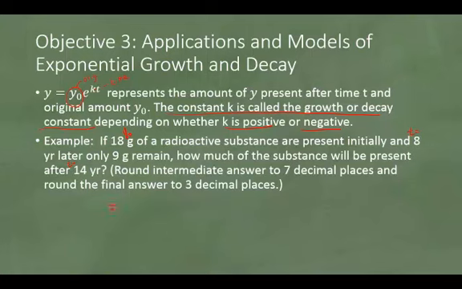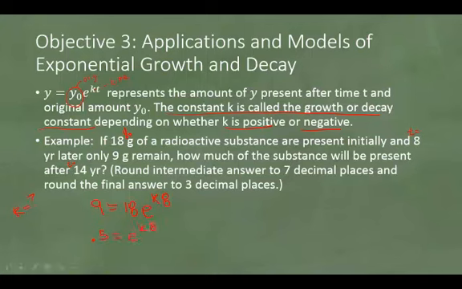This says that the original amount is 18, and we're going to multiply times e to the k times t. What is k? We don't know what k is, so we're just going to write k. At 8 years, we knew that it was equal to 9 grams, so this should equal 9. And then we're going to solve for k first. So we're going to divide both sides by 18 algebraically. 9 divided by 18 is half, or 0.5.